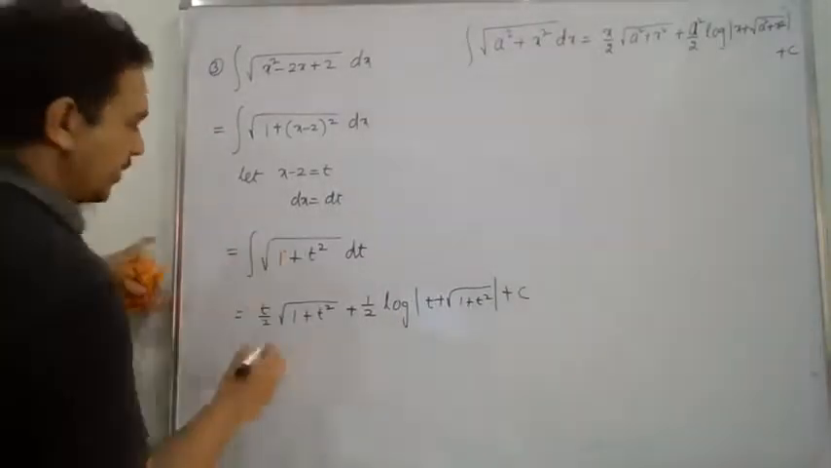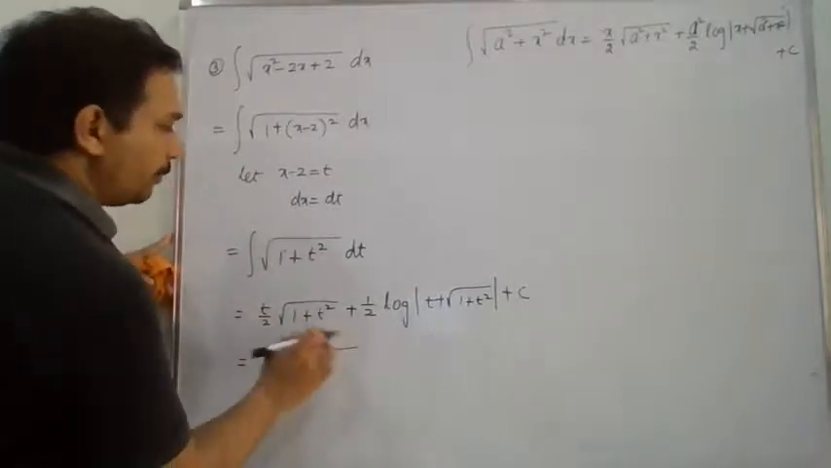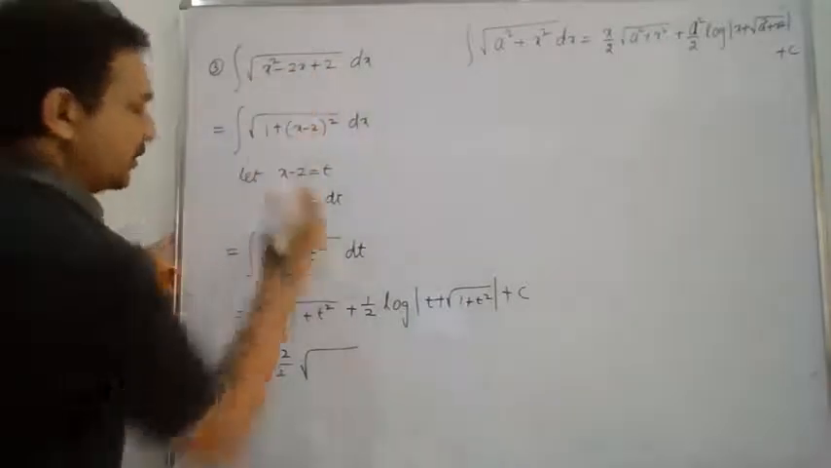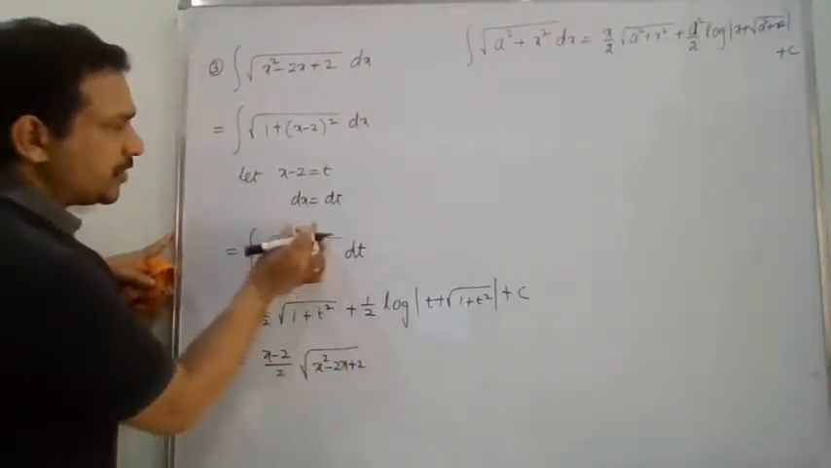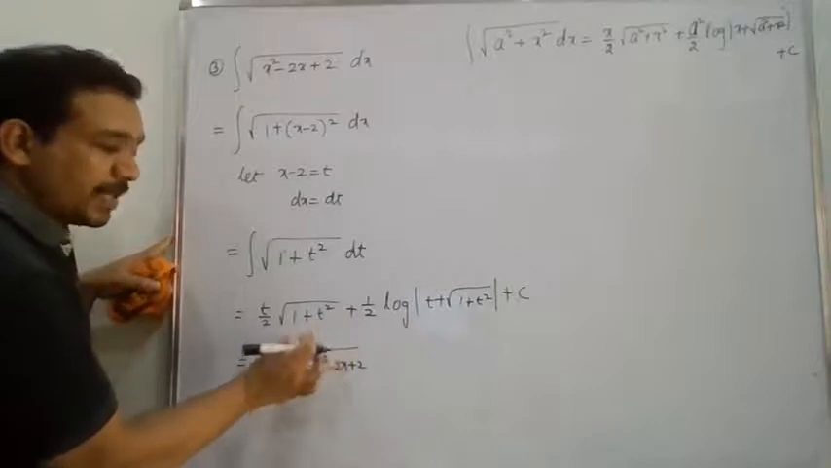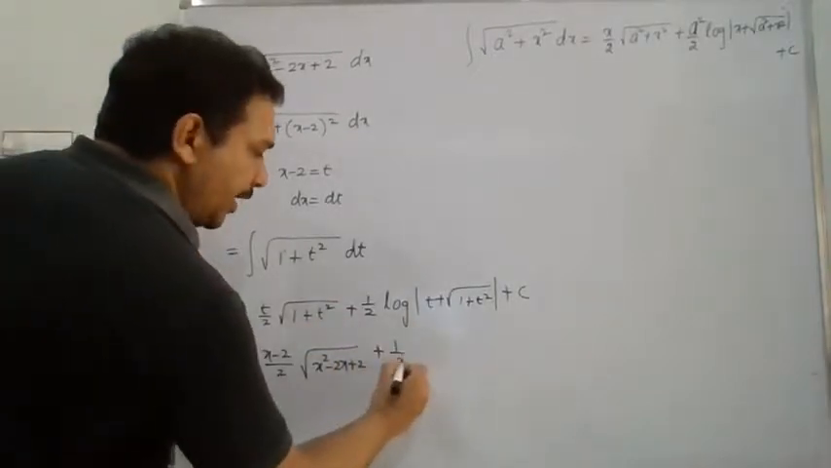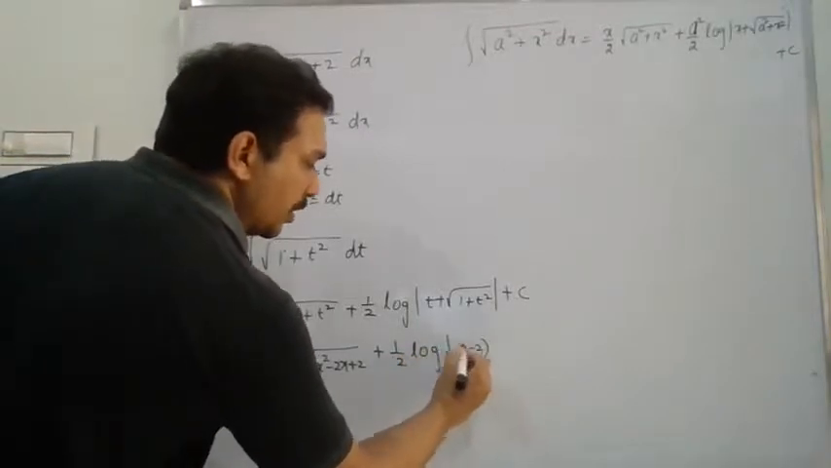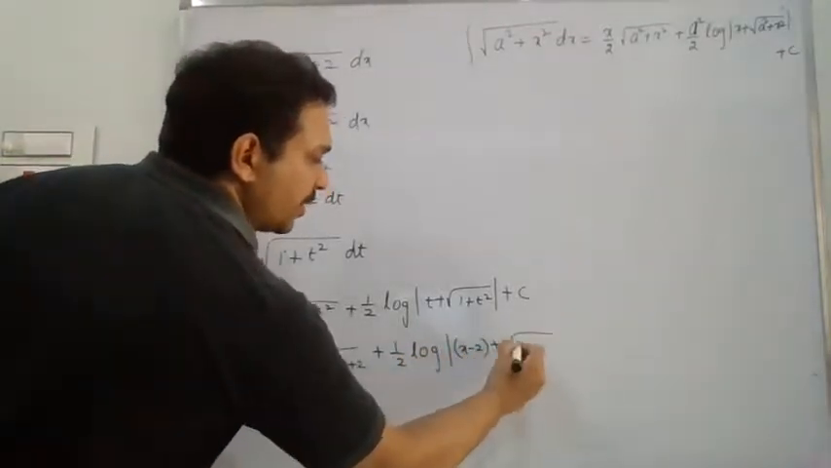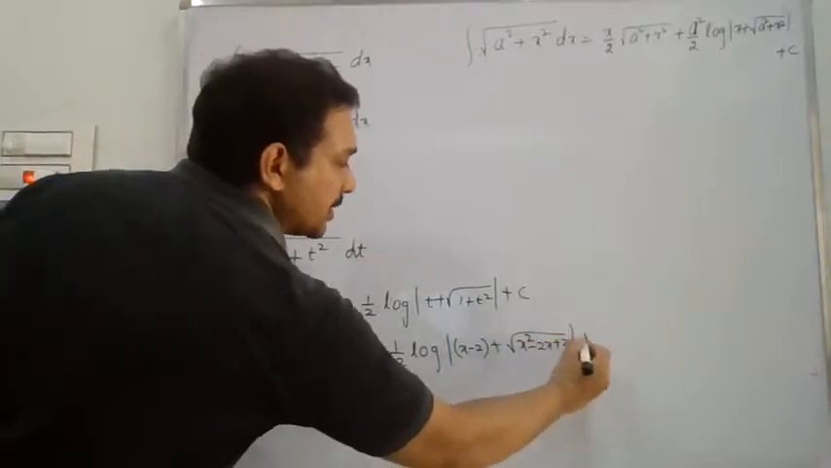What is t value? x minus 2, no? So I'll write that. x minus 2 by 2 into square root of 1 plus t square, means how much totally? This, x square minus 2x plus 2. t value is x minus 2. If I write x minus 2 whole square plus 1, it will become x square minus 2x plus 2 only. Plus 1 by 2 into log of mod t value, that is x minus 2, plus square root of 1 plus t square, means once again x square minus 2x plus 2 only, plus constant.